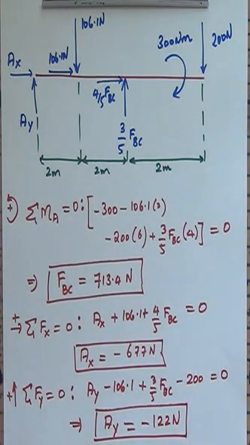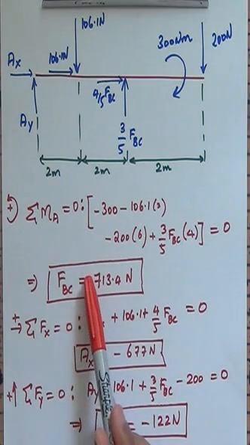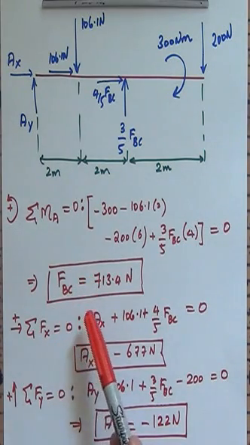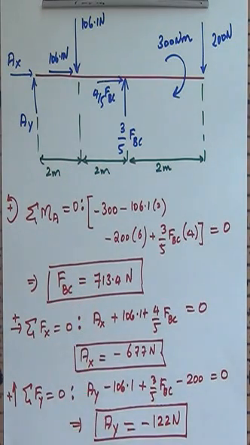Which means that the support reactions at the point A are going to be AX minus 677 newtons, AY is minus 122 newtons. The negatives here are perfectly fine because at the beginning of the problem we did not know what the directions of AX and AY were. We were lucky with the force FBC that we got it to be positive to begin with, but even if this were negative based on the directions that you choose, do not be surprised.